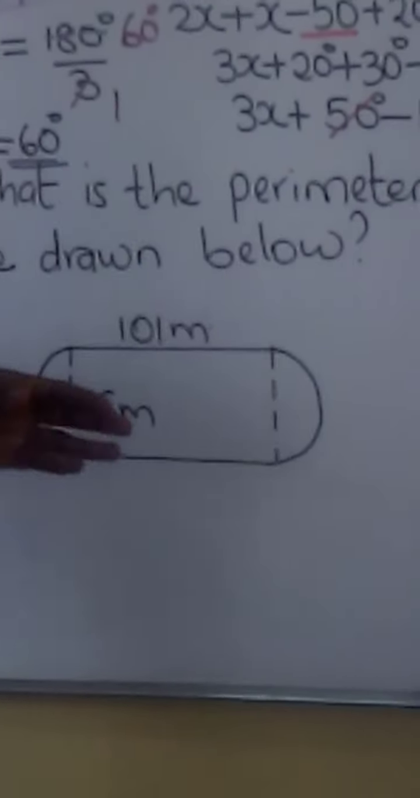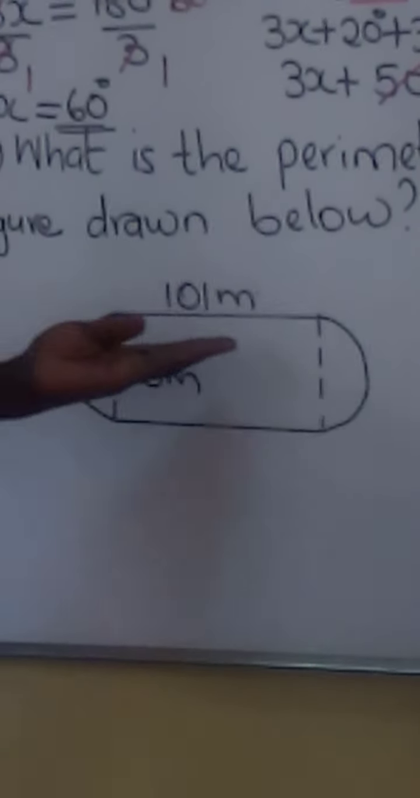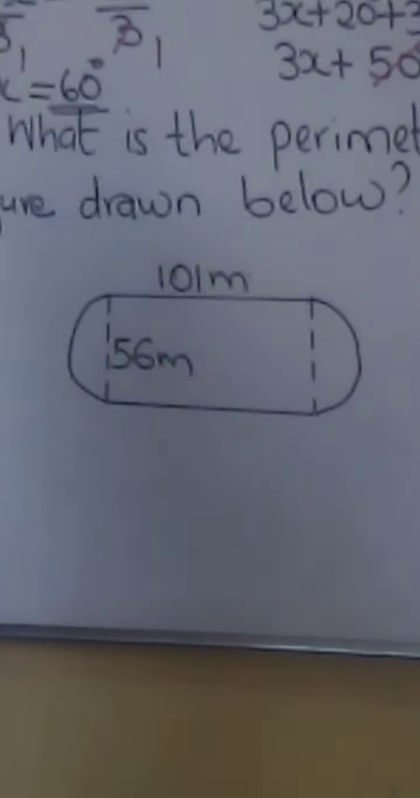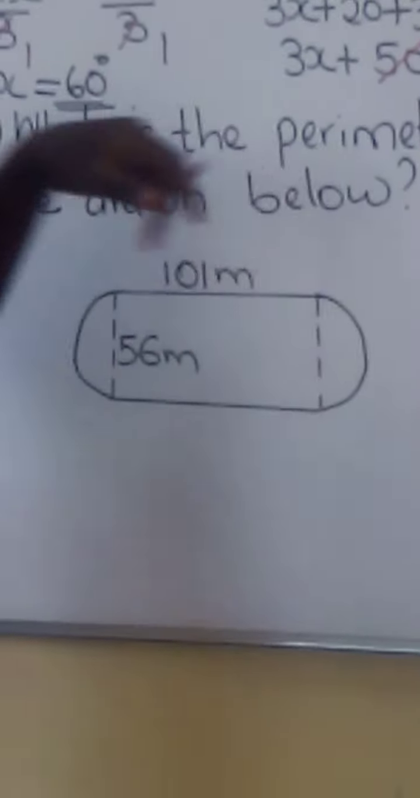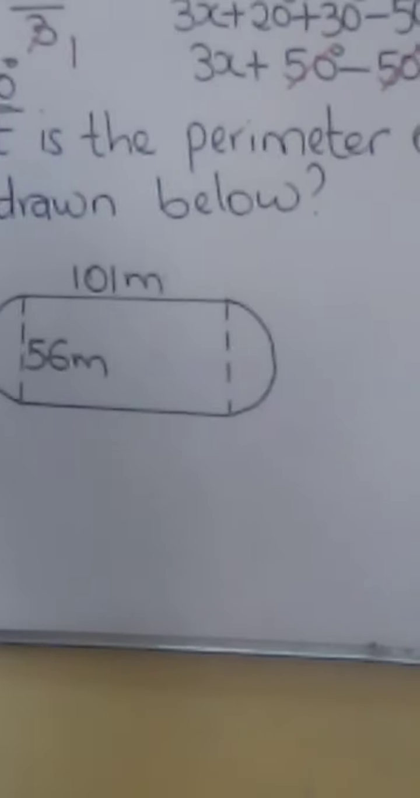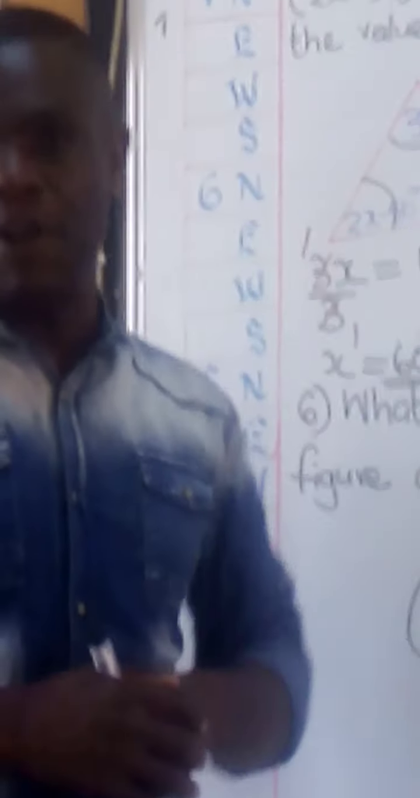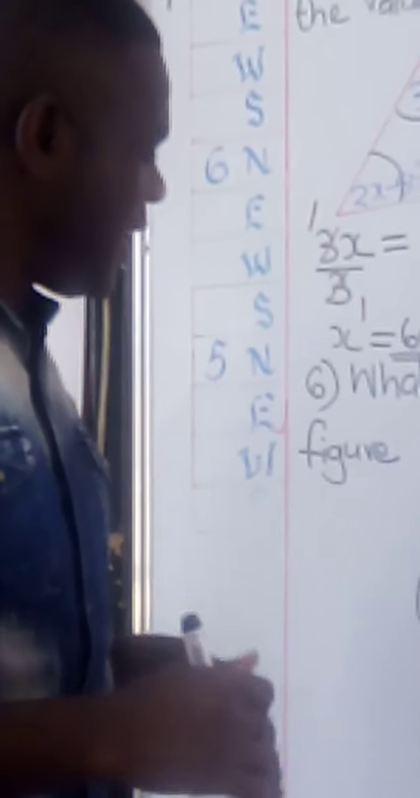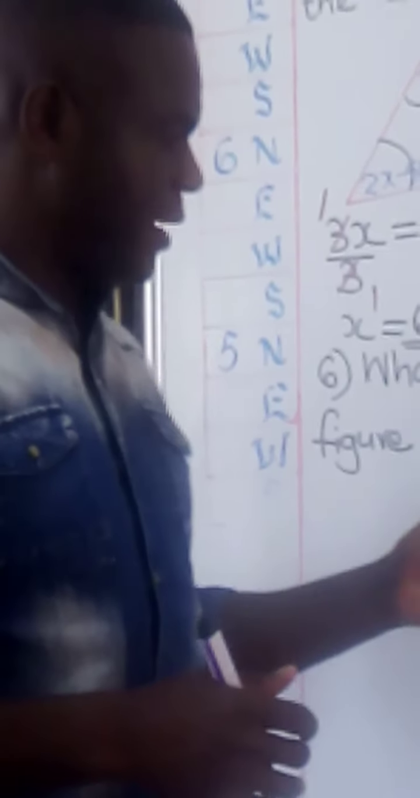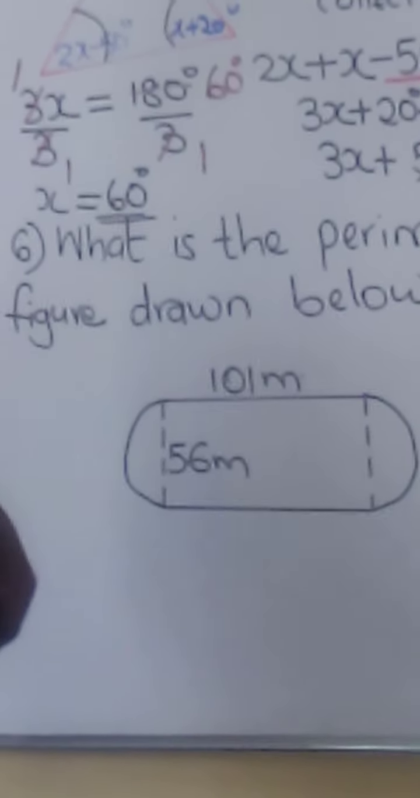What is the perimeter of the figure drawn below? This is the figure that is drawn below. I would like us to look at this figure and compare it to a football pitch, a running track. It's a running track. So the perimeter of the running track. Now, what is perimeter? Perimeter is the distance all round a given shape, like this one.